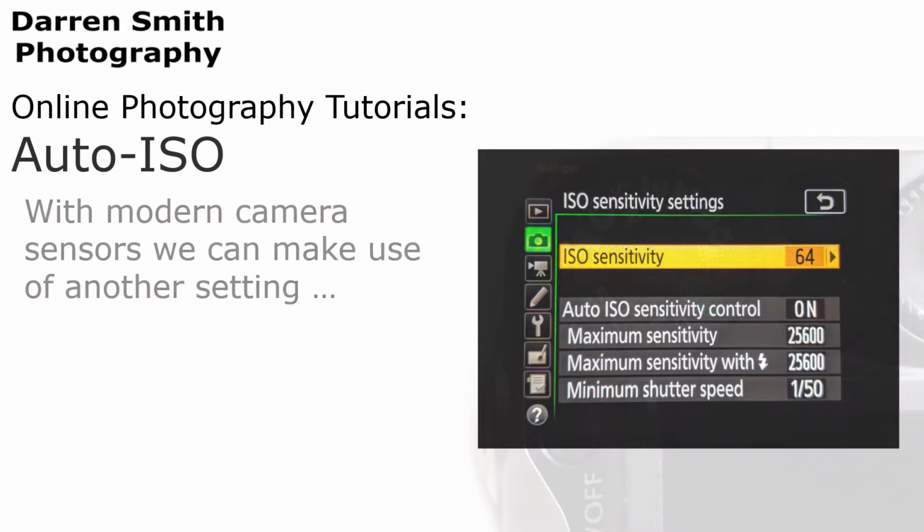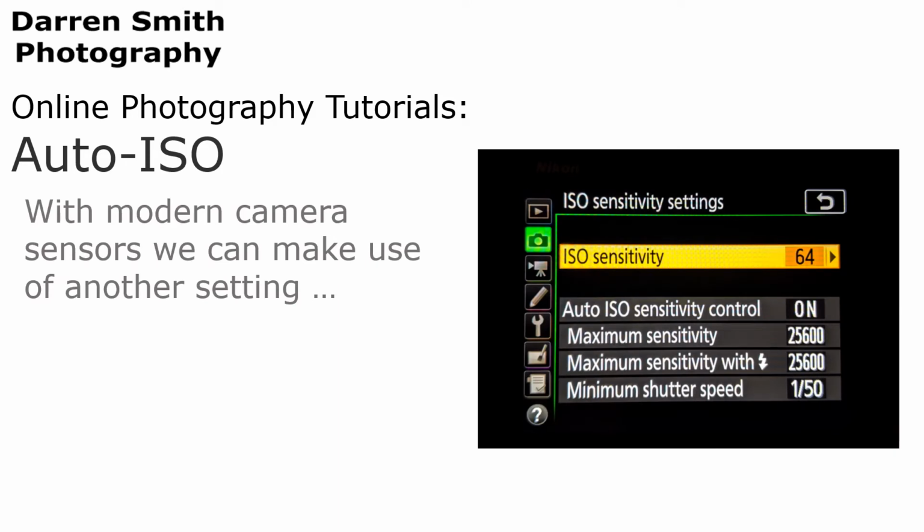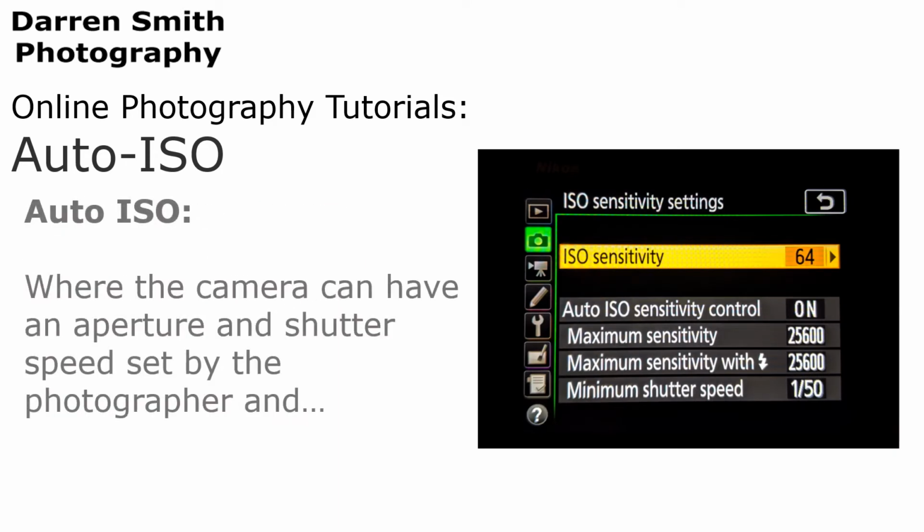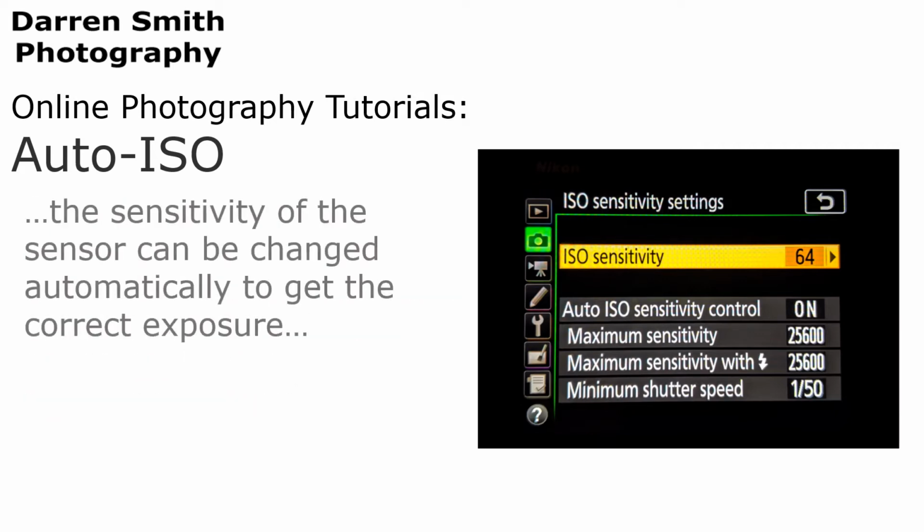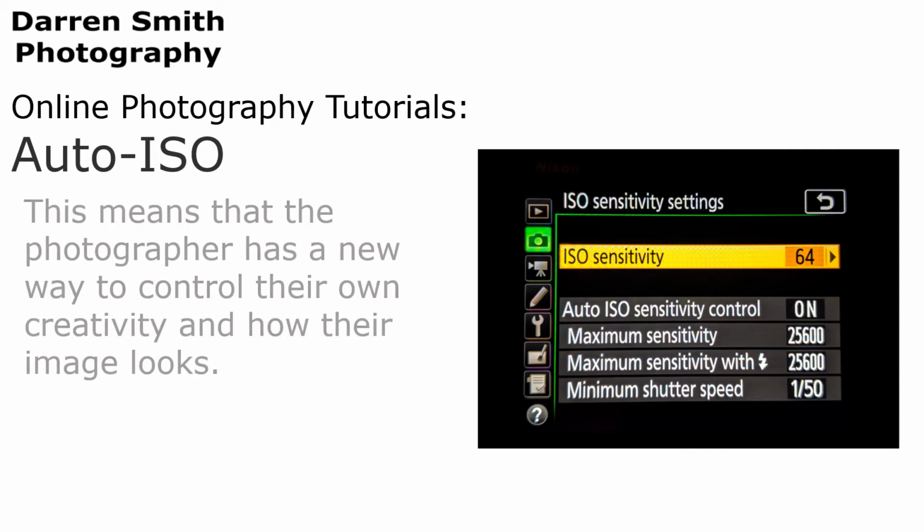With modern camera sensors, we can make use of another setting, and that is Auto ISO. This is where the camera can have an aperture and shutter speed set by the photographer, and the sensitivity of the sensor can be changed automatically to get the correct exposure. This means that the photographer has a new way to control their own creativity and how their image looks.